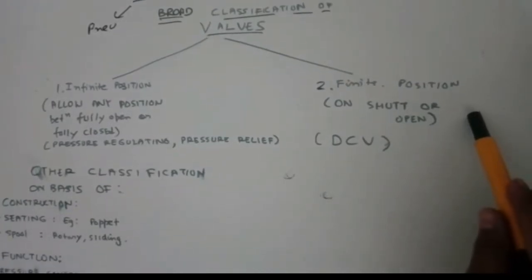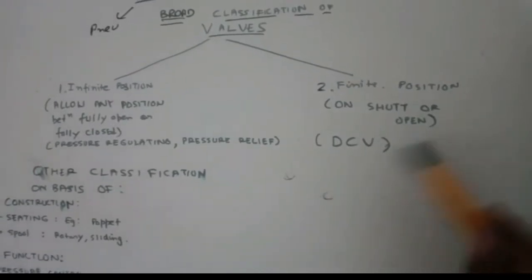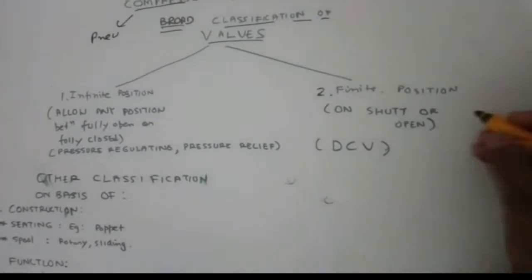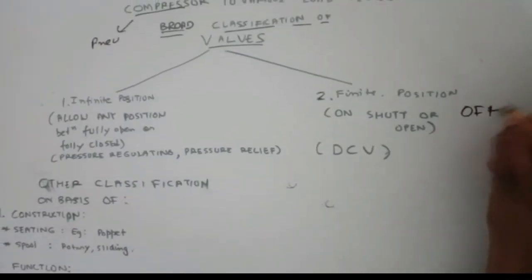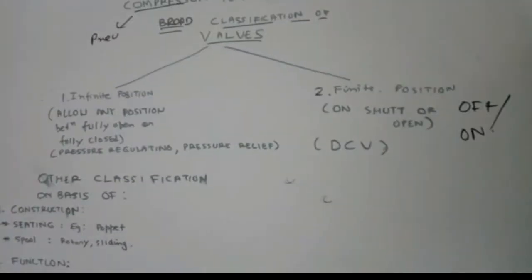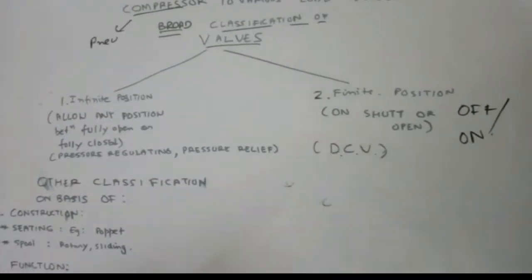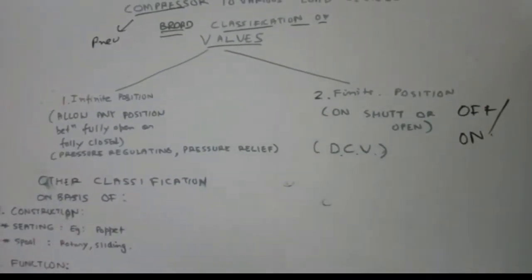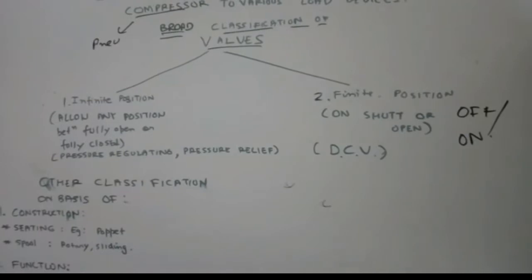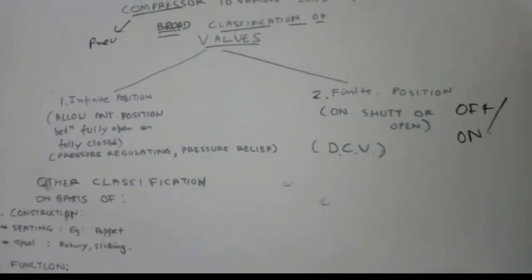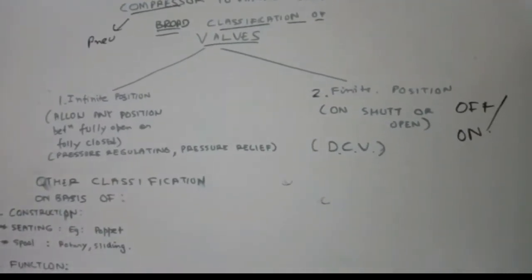Finite position valves are analogous to switches. Either it is shut or it is open. So either it is in the off position or the on position, like a direction control valve, DCV. Now, what is a direction control valve? Valves used to control the direction of the fluid. All right, these are the direction control valves.